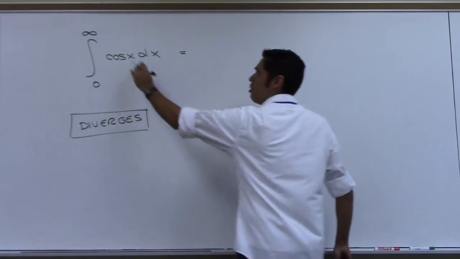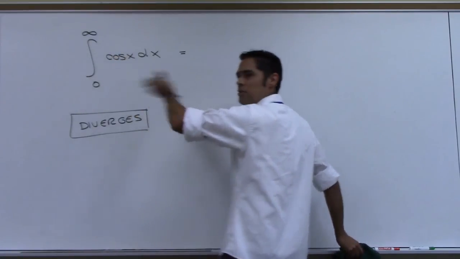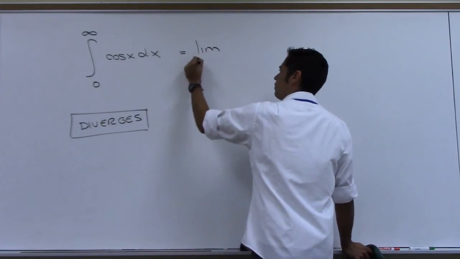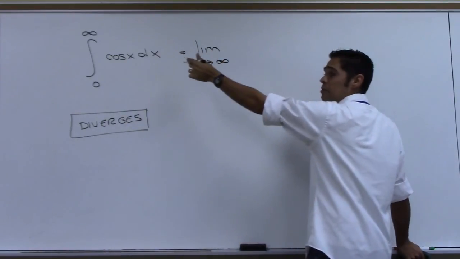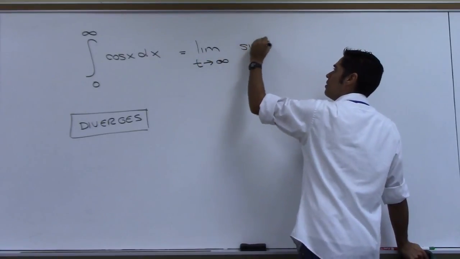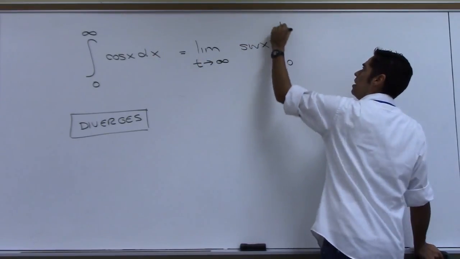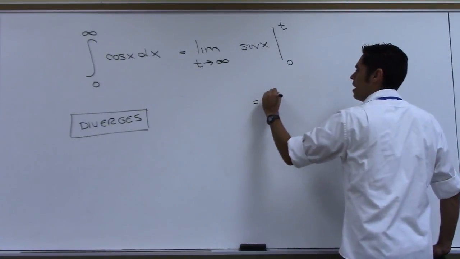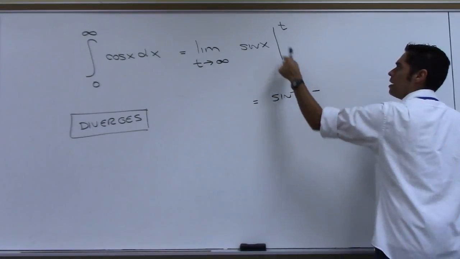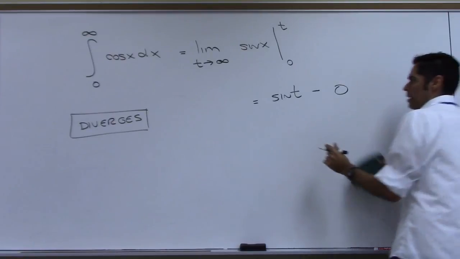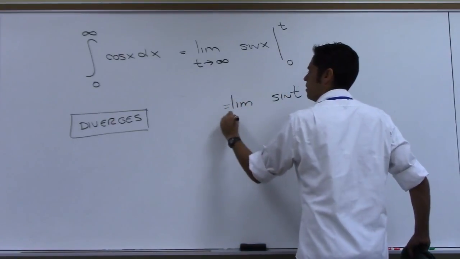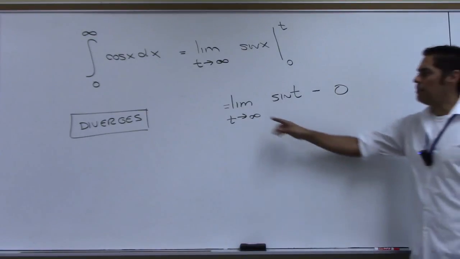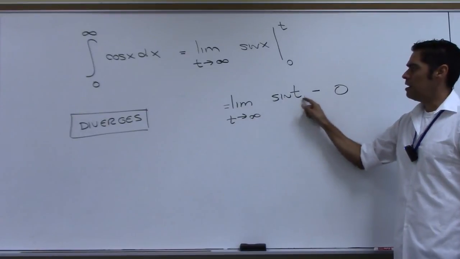First thing I'm going to do is make sure there's no problems with the function, like it's never undefined. Cosine's always defined, right? So I can just go straight to the integral. This is going to be the limit as t goes to infinity of the antiderivative. What's the antiderivative? Sine x. And I'm going to be evaluating from 0 to t, right? Then you plug in t, you get sine t, minus you plug in 0, sine of 0 is 0. Oh, I forgot my limit. Limit t goes to infinity. Minus 0. And what is the limit as t goes to infinity of sine of t?